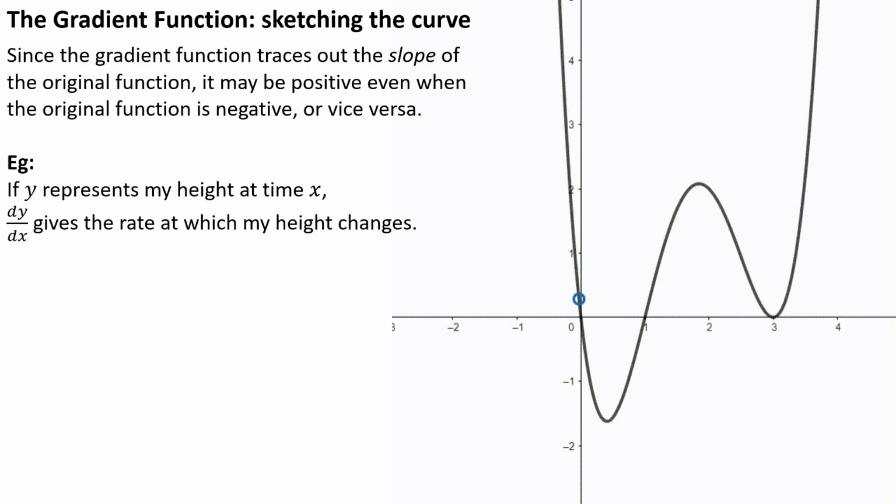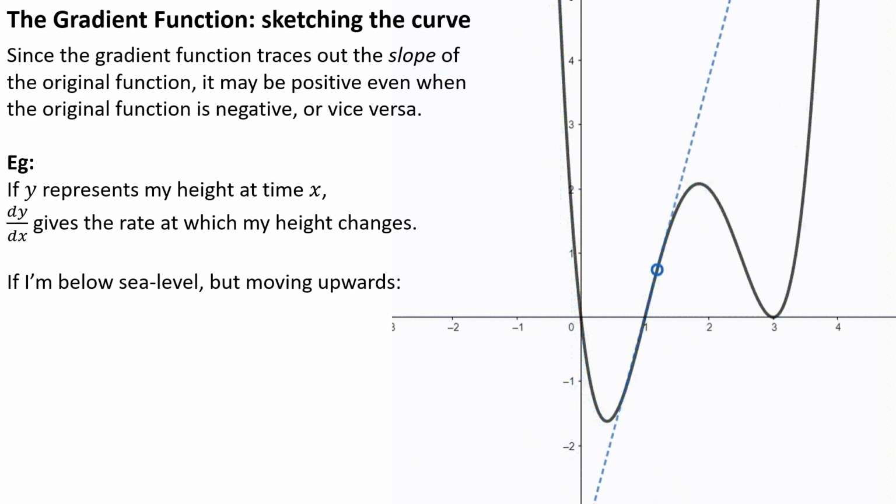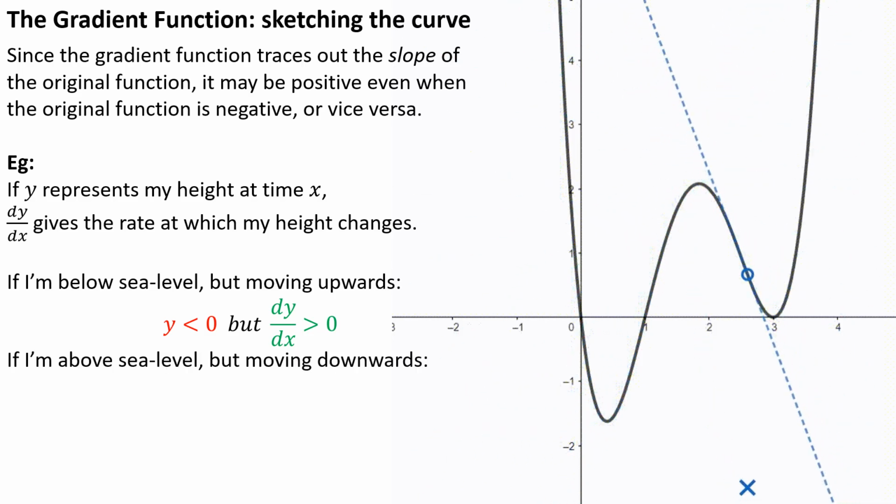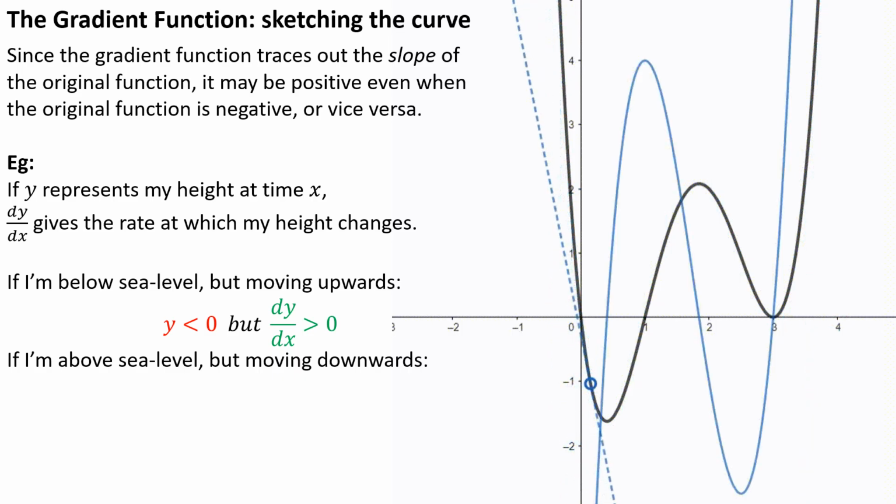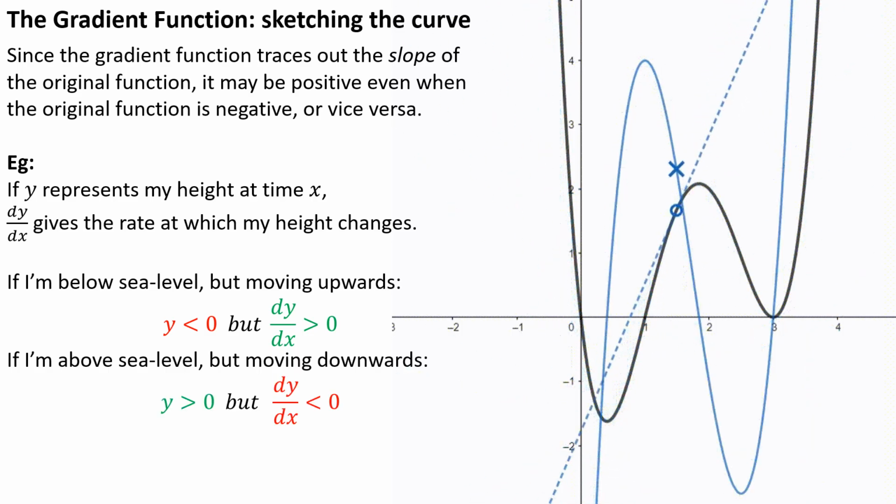Here's another example that you might find more helpful. This is the more physical or mechanics example. If y represents your height at time x, dy by dx tells you the rate at which the height changes over time. So if you're below sea level, I'm using sea level as my default 0, but moving upwards, then perhaps you're a submarine captain that's coming up to periscope depth. y is less than 0, but dy by dx is greater than 0. On the other hand, if you're already above sea level but you're moving downwards, so now you're a blimp captain who's losing altitude, y is greater than 0, but dy by dx is less than 0.